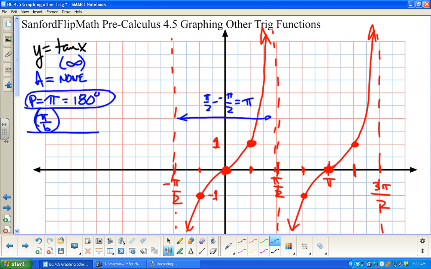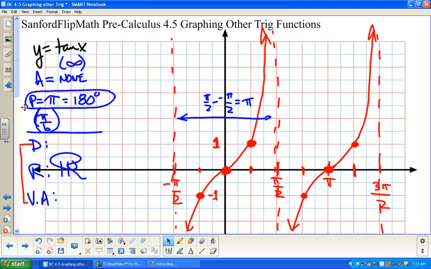Okay, domain, range, and unfortunately we have vertical asymptotes that go with this. And as you know from before, domain and vertical asymptotes go together. Well, let's do range next because that's super easy. Range for this, all real numbers. Woohoo! The domain is basically not the vertical asymptotes.